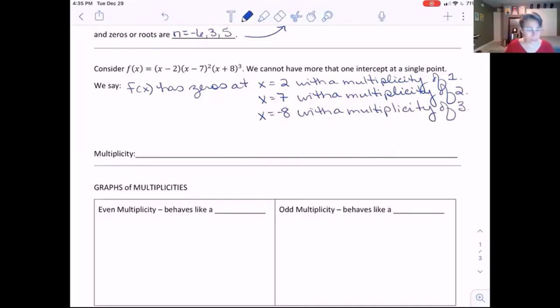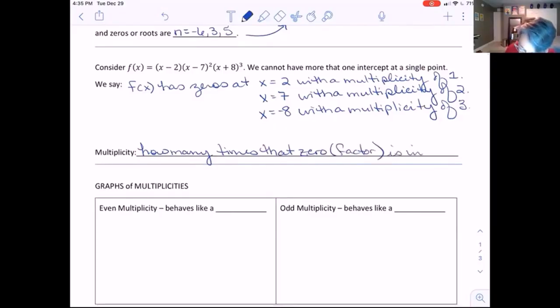What do we mean when we say multiplicity? It's how many times that zero or its factor is in the equation. I use EQN for short for equation. So the x minus 2, that zero's factor only shows up once. The x minus 7, technically there's 2 of those, and then there's 3 of the x plus 8s.